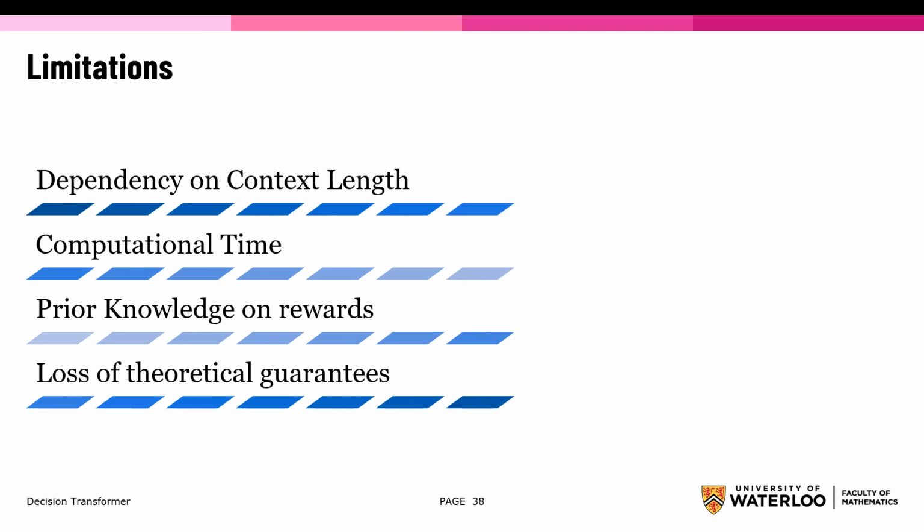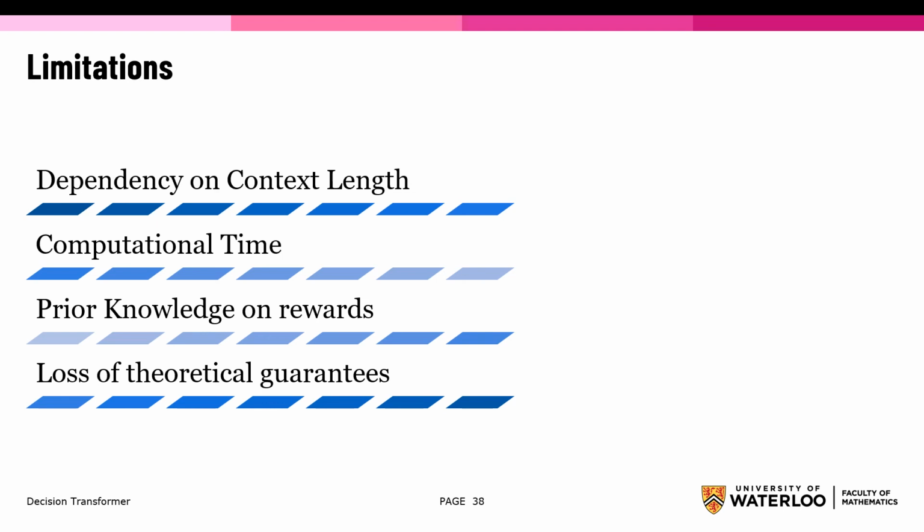Another problem is that the authors didn't include any comparison for the computational time of the DT method compared to the other baselines. And also the scalability of this architecture needs to be further analyzed. Moreover, for each task that we use with this model, prior knowledge of the maximum rewards for the tasks will need to be known in advance, and such prior knowledge may not exist for some of these tasks.